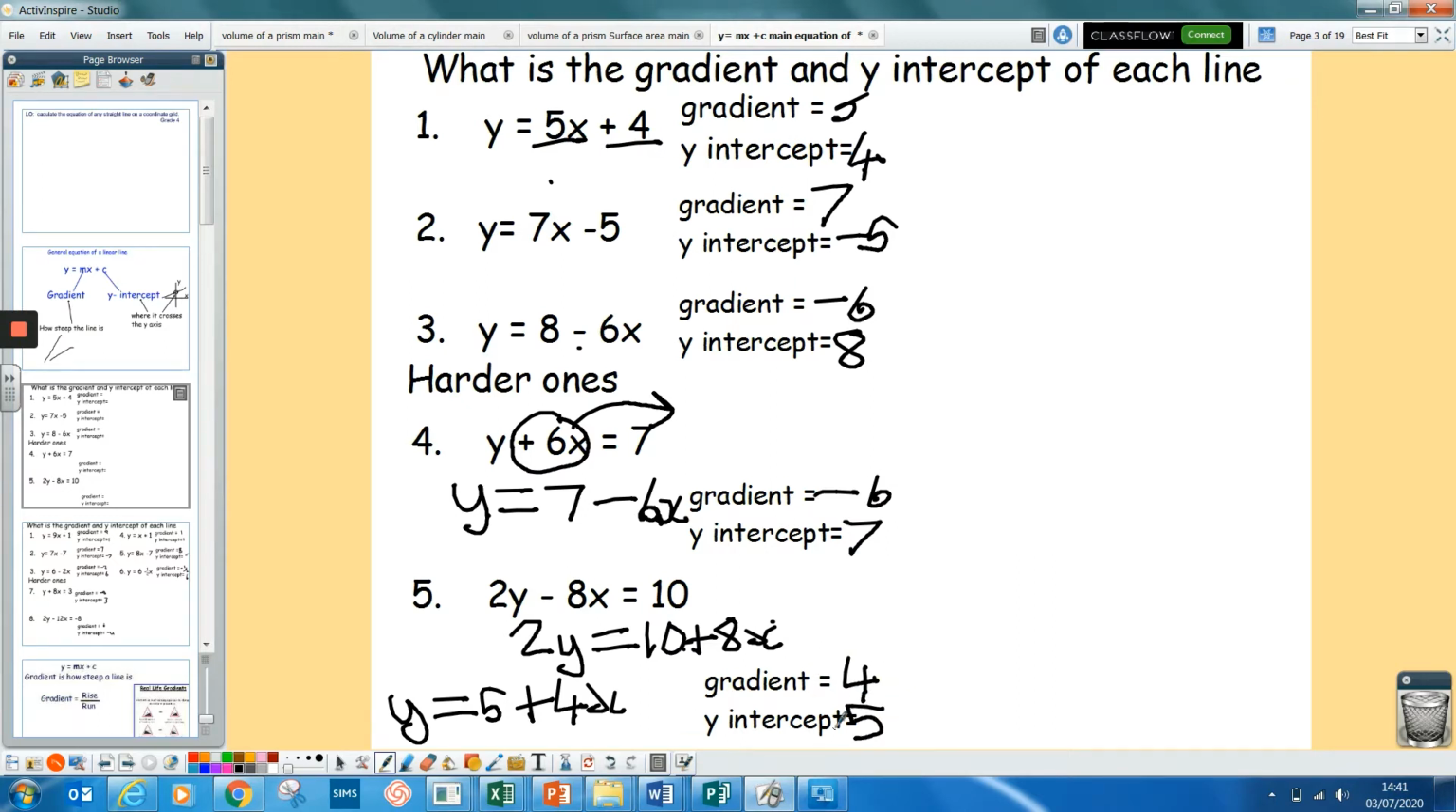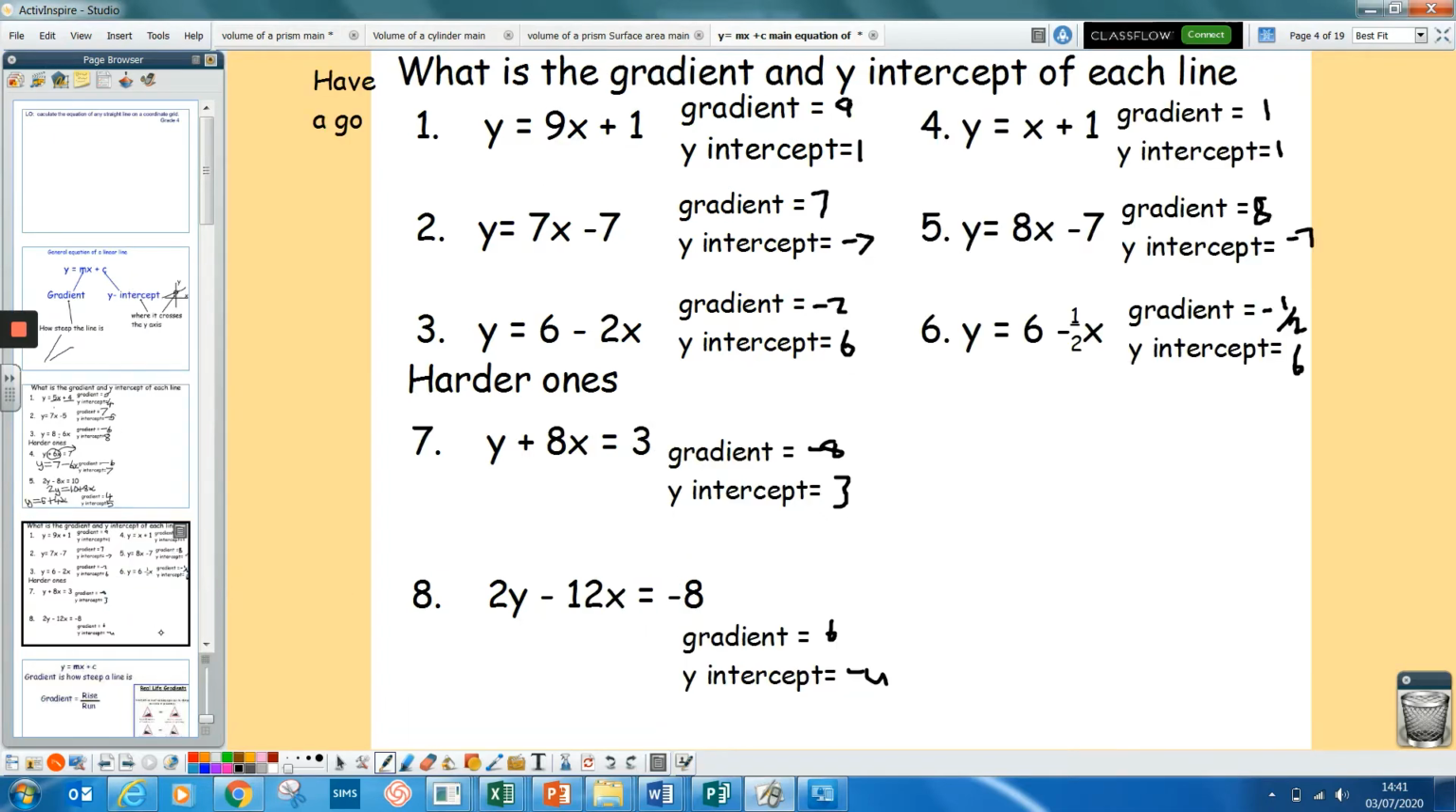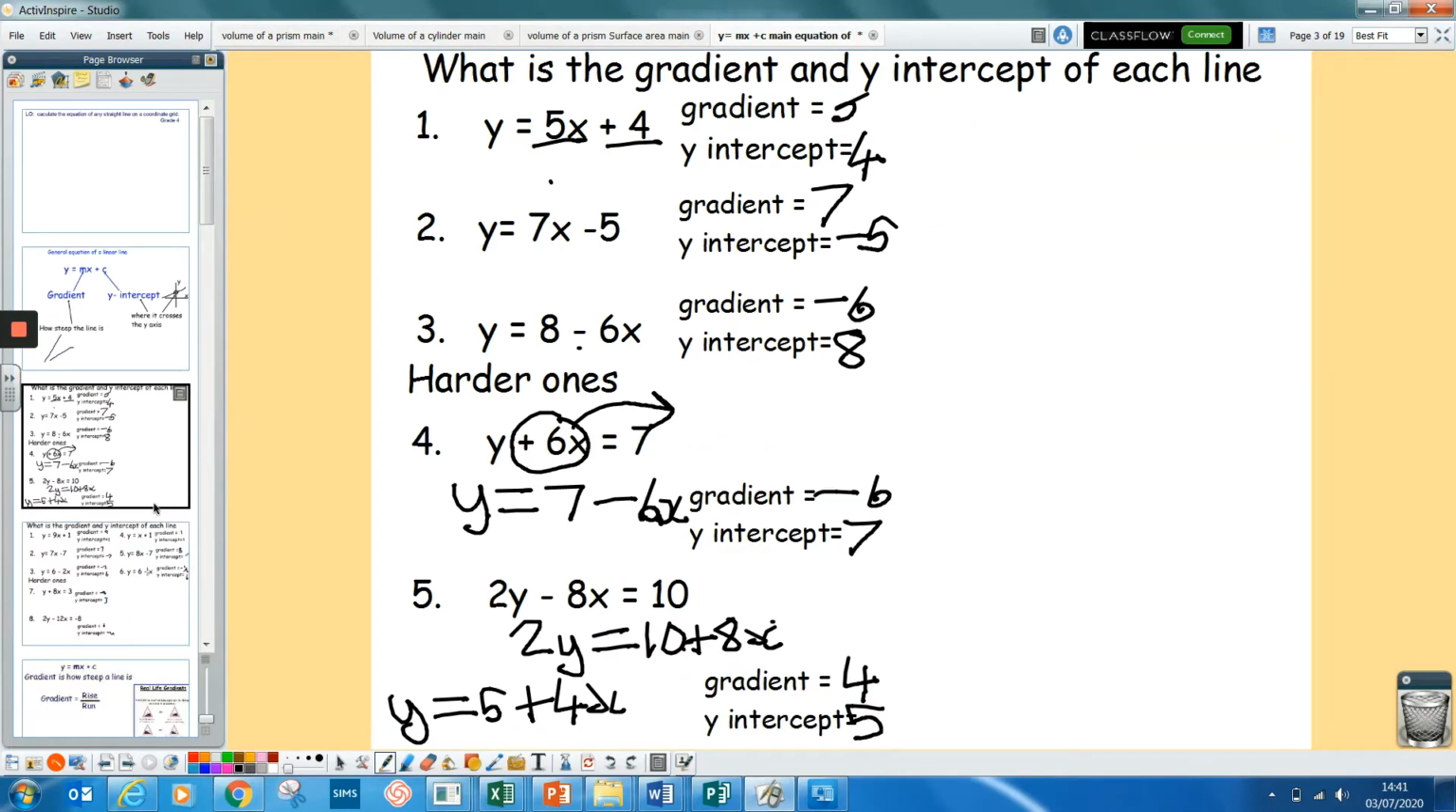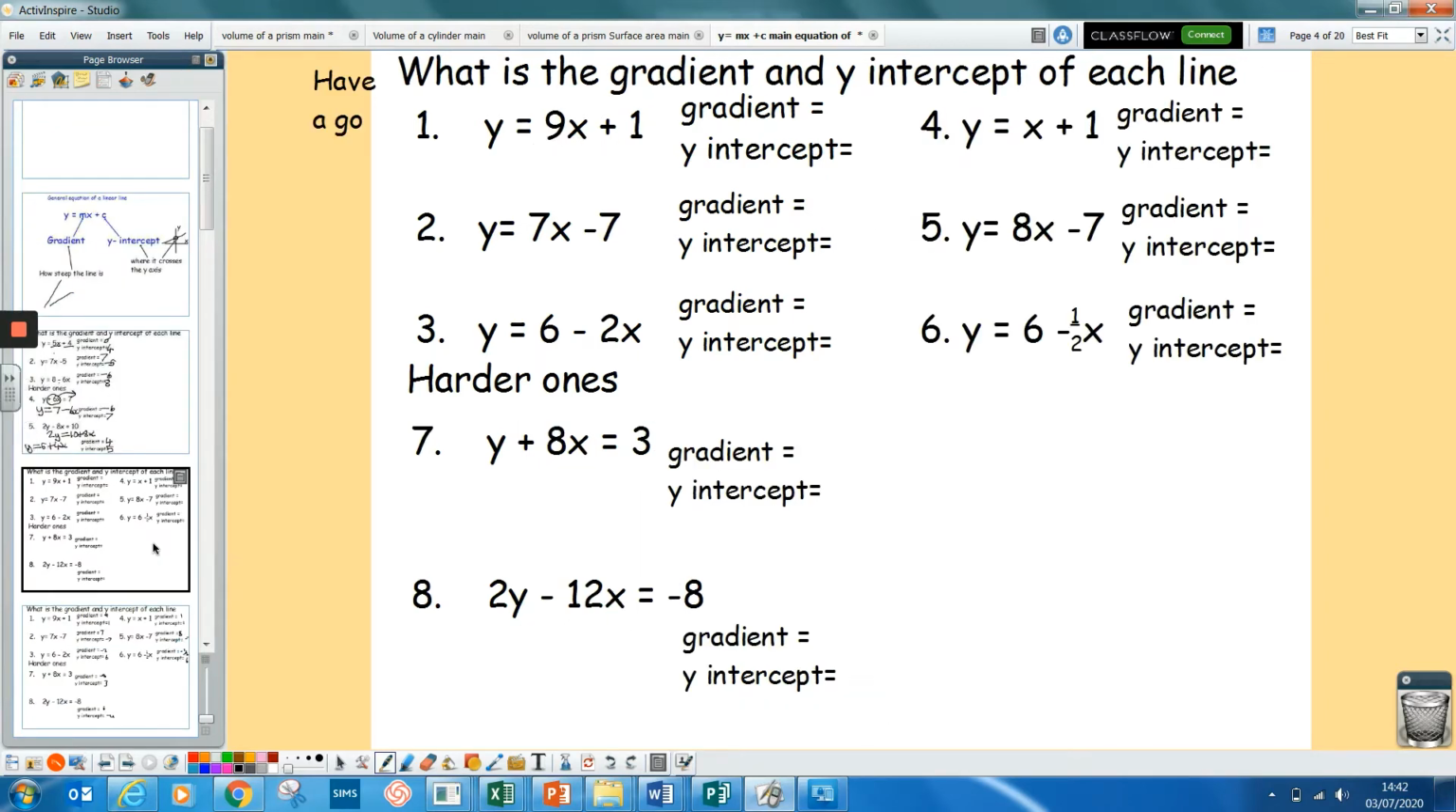Right, then have a go at these questions here. Remember, pause the video here. You can have a go. Remember, I have put these questions on Show My Homework, so you can download all these questions off Show My Homework and work through them on that, or you can just do this bit on a bit of paper.